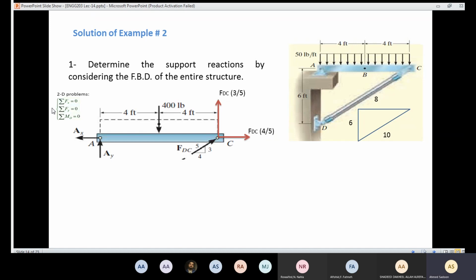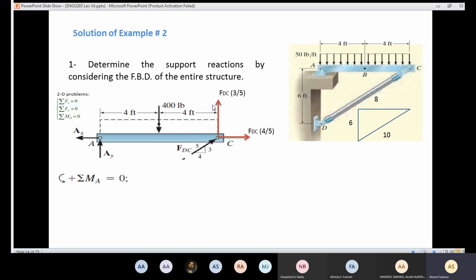Then it's better to use the moment about any point equals 0. Here I have two choices, either to take the moment about A or the moment about C. If I take the moment about A, I'm going to get the value of FDC. If I take the moment about C, I'm going to get the value of AY. So here I'm going to take the moment about the point A, which is here, which means that AY and AX will not cause a moment. Also the component FD times 4 over 5 is not going to cause a moment because the line of action passes through the point of rotation.